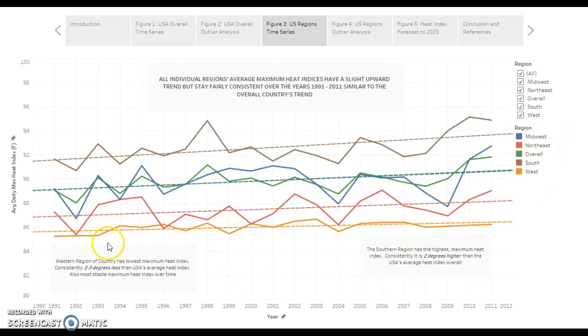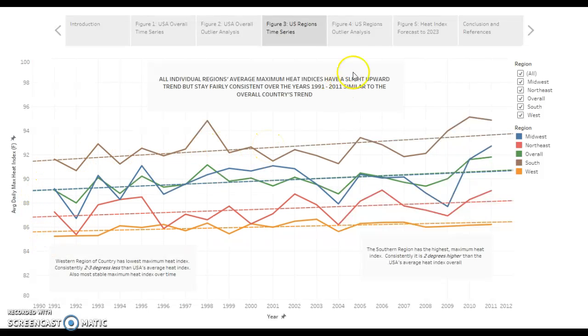And while the temperatures indicated by the heat index appear to be different, for example, the West appears to be consistently about 2 degrees lower than what we see in the overall numbers, and the South appears to be about 2 degrees higher than the overall numbers, we're still seeing the same trends we were seeing with the overall, in that we do see a very slight increase, but overall the data appears to be remaining rather steady, not only overall, but in all the individual regions as well.